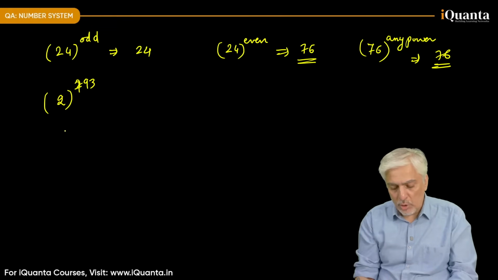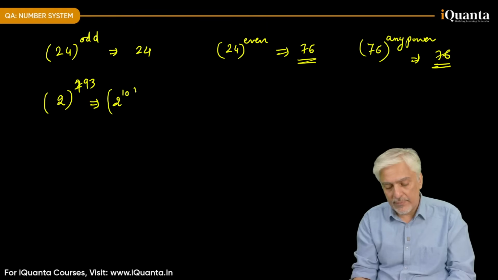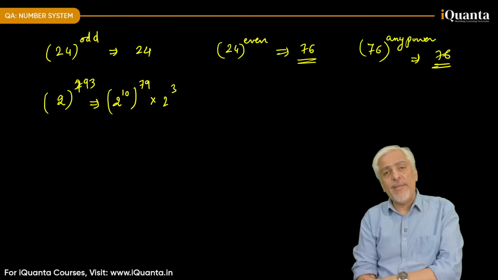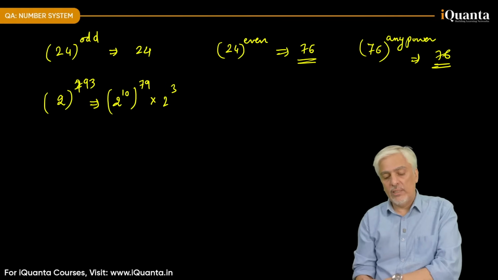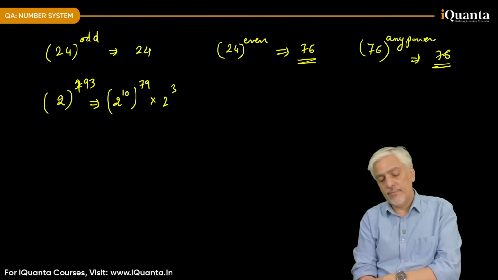1024। तो कैन आई राइट दिस? आई विल ऑलवेज राइट व्हेनेवर 2 का क्वेश्चन है ना, तो आई विल ऑलवेज राइट लाइक दिस, 2 raised to 10 raised to 79 मल्टीप्लाई बाय 2 raised to 3। तो जब भी कोई भी 2 का क्वेश्चन है, वी विल ऑलवेज डू दिस, 2 raised to 10 into 79 into 2 raised to 3। Clear everybody?